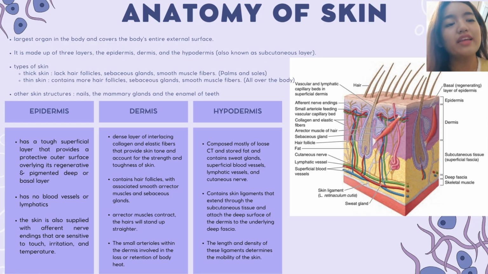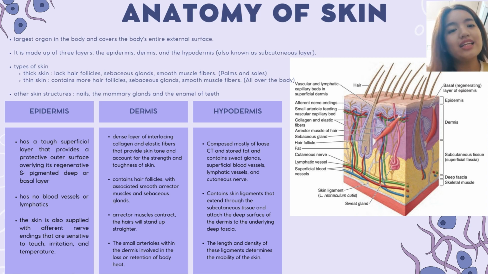Next, let's look at the anatomy of skin. Skin is the largest organ in the body and it covers the body's entire external surface. It is made up of three layers, which are the epidermis, dermis, and the hypodermis. The hypodermis is also known as the subcutaneous layer.